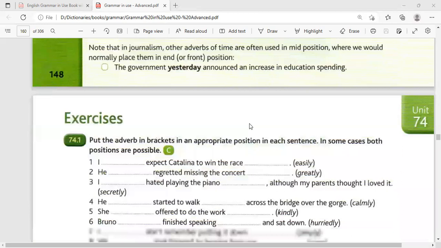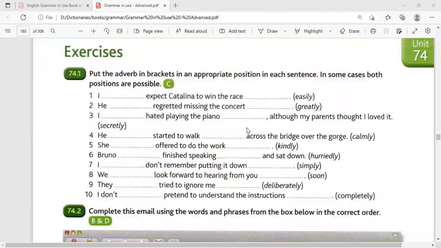Would you like to have an exercise on this part? No problem. Okay. So I'll just get a cup of water and then we're going to continue, okay?